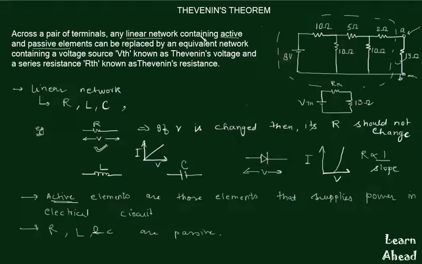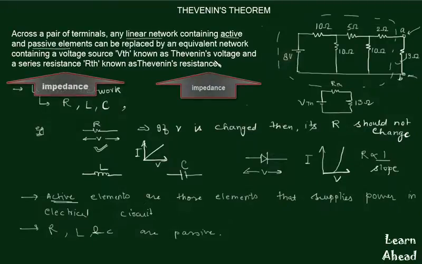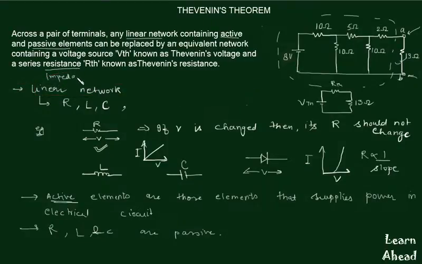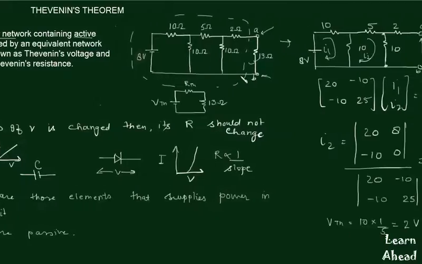For AC network we can state this theorem as: across a pair of terminals, any linear network containing active and passive elements can be replaced by an equivalent network containing a voltage source VTH known as Thevenin's voltage and a series impedance ZTH known as Thevenin's impedance. For AC, you need to just replace this term with impedance and this term with ZTH, nothing else. Rest of the analysis is the same.